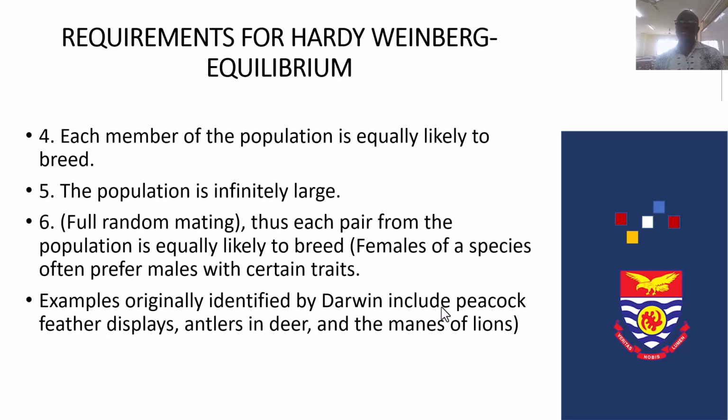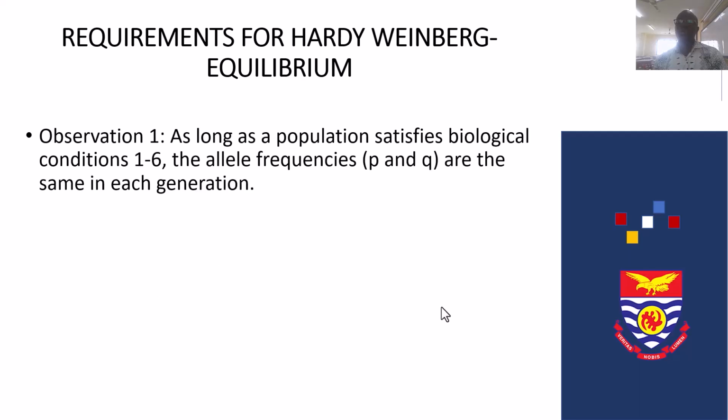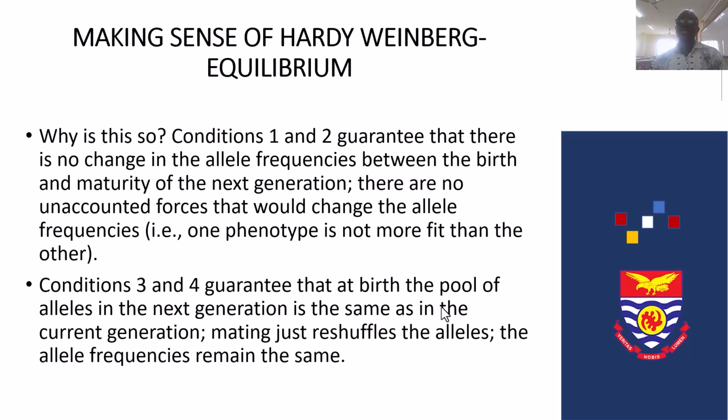Females of a species often prefer males with certain traits. Examples originally identified by Darwin include peacock feather displays, antlers in deer, and the manes of lions. Observation 1: as long as a population satisfies biological conditions 1 to 6, the allele frequencies p and q are the same in each generation.